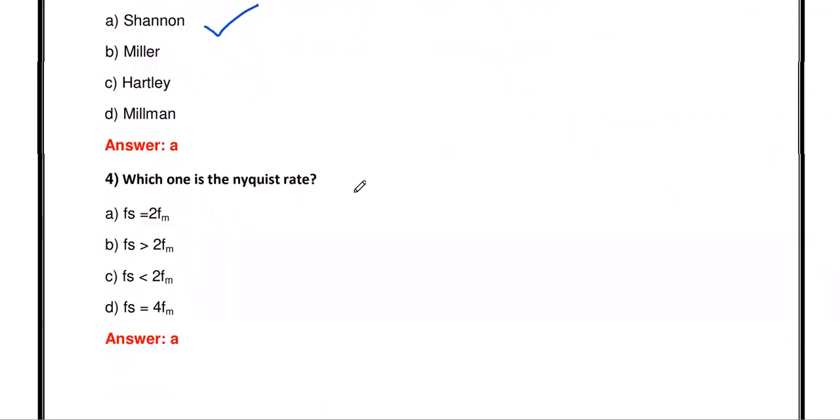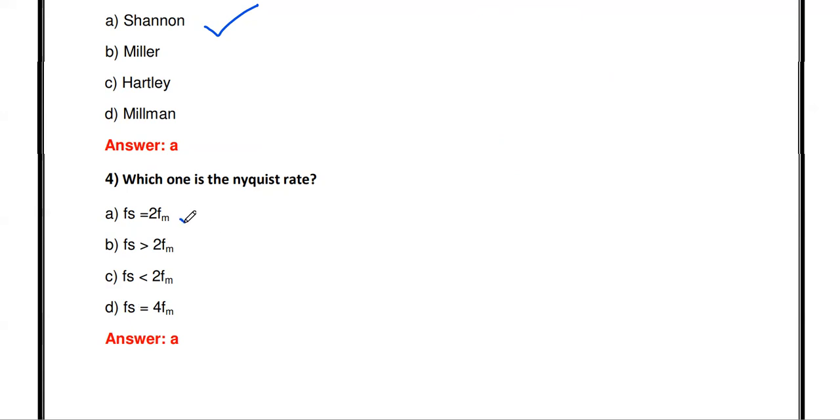In order to take a minimum number of samples in one cycle, that is the Nyquist rate, which is nothing but the minimum interval at which the frequency can be taken. Which one is the sampling rate? fs equal to 2 fm, fs greater than 2 fm, fs less than 2 fm, fs equal to 4 fm.